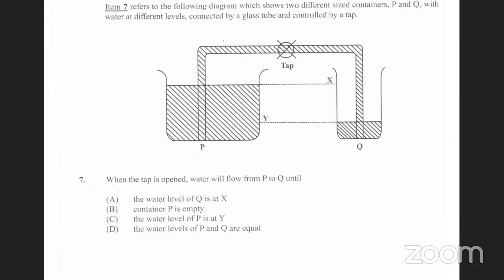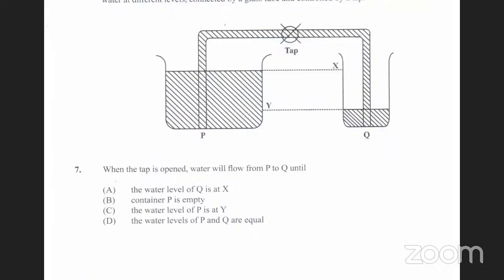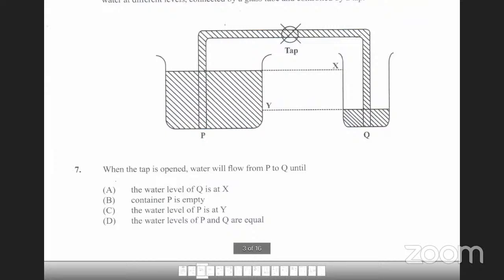When the tap is open, water will flow from P to Q until what? Until P is empty, no? No. Until the water levels in P and Q are the same. Why? We talked about it at the beginning of the class. Why is the answer D? Any guess? So when they both are the same, what happens at the same depth? Pressure is the same, right? So if the pressure is the same on both sides, can the water move? No, water won't move. All right, so that's it there for the form 4s.